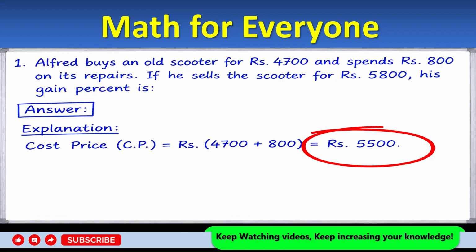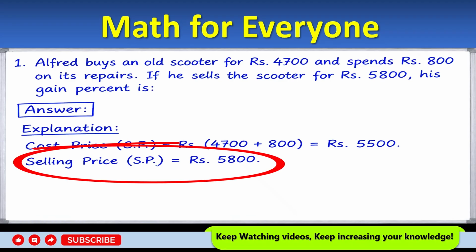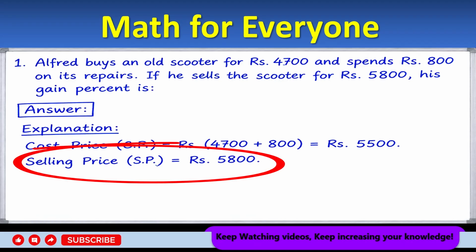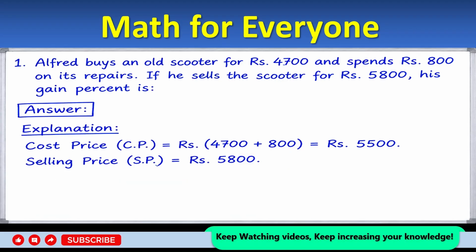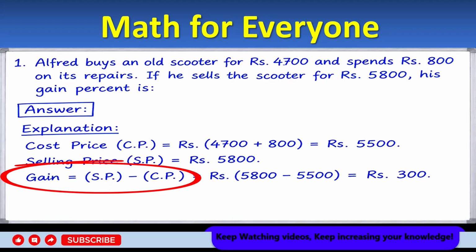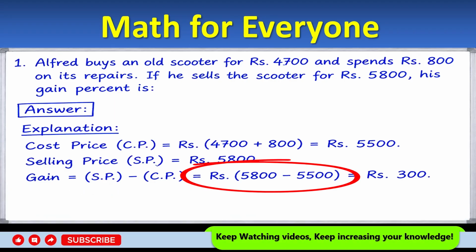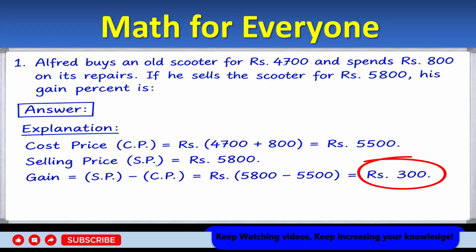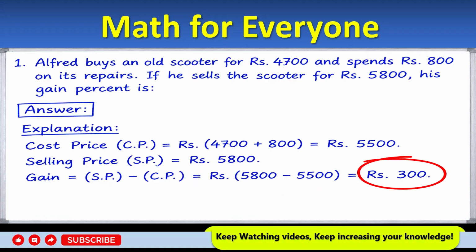Pretty simple, right? Now, the selling price is already given. Alfred sold the scooter for 5,800. So, selling price equals 5,800. Now let's see how much money he actually made. Gain is simply selling price minus cost price. So, 5,800 minus 5,500 is equal to 300. That means Alfred made a profit of 300.